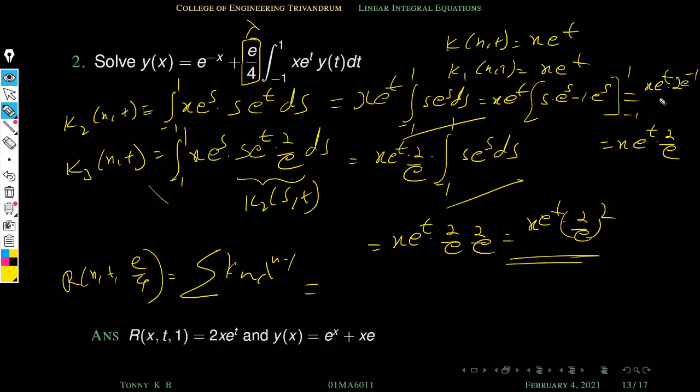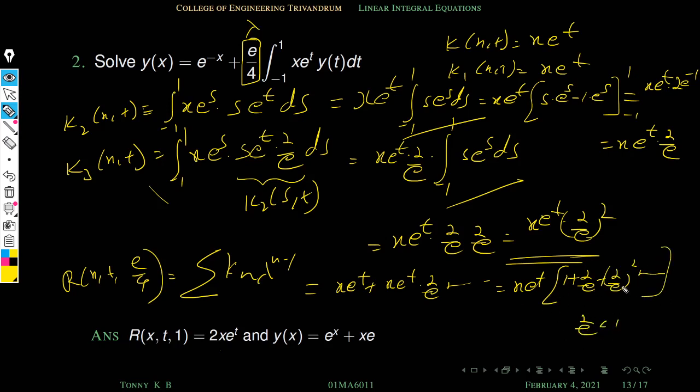It is almost similar to the previous problem, because K1 of x,t is x e^t plus the next one, x e^t into 2/e, plus etc. Here it is clear that x e^t is common. The remaining terms are 1 plus 2/e plus (2/e)^2, etc. It is clear that 2/e is less than 1, so we can use our same formula, 1 plus x plus x squared, etc. So this becomes x e^t into 1/(1 minus x), that is 2/e.